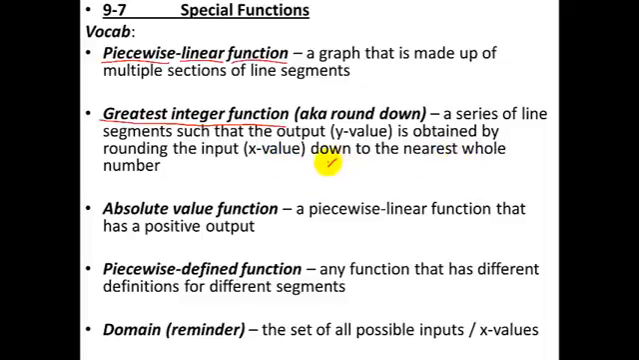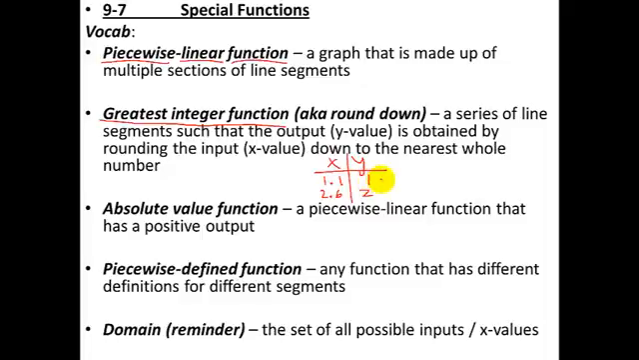So let me make a little t-table just to show you what I mean. If x is 1.1, what is the output? 1. If x is 2.6, what is the output? 2. So the output is always an integer. So your graph is going to be a bunch of flat horizontal lines. Because if I put an input of 1.1 or 1.2 or 1.3 or 1.4, the output stays as a 1.